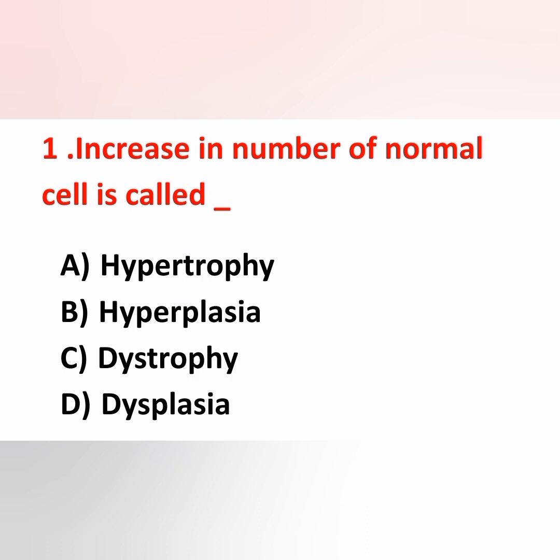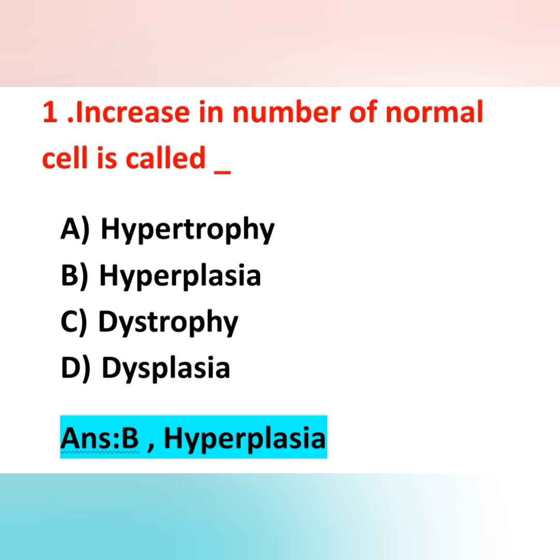The question is, increase in number of normal cells is called, and option B hyperplasia is the correct answer. Hyperplasia means the increase in number of normal cells, and hypertrophy means increase in the size of normal cells. That is the difference. Increase in the size means hypertrophy, and increase in the number of cells is hyperplasia. Here option B hyperplasia is the correct answer.